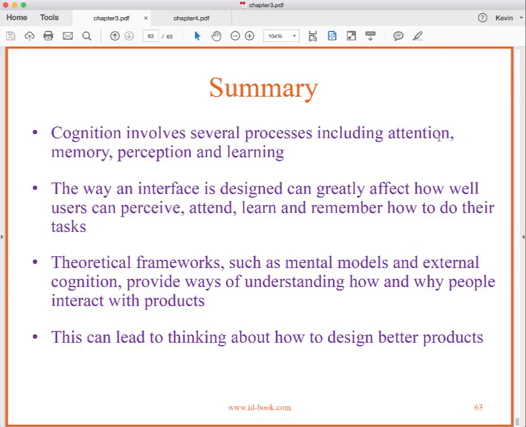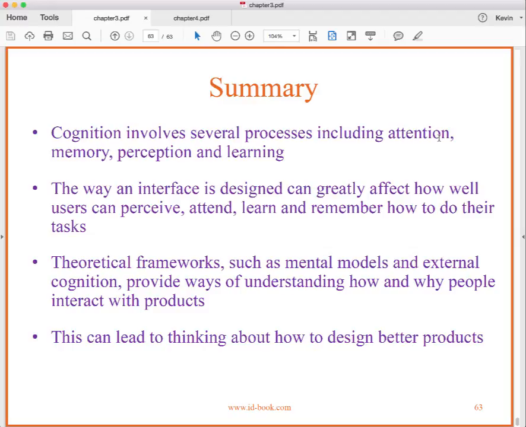Okay, so we've come to the bitter end. A little bit of summary stuff. Cognition involves several processes, including attention, memory, perception, and learning. The way an interface is designed can greatly affect how well users can perceive, attend, learn, and remember how to do their tasks. Theoretical frameworks such as mental models and external cognition provide ways of understanding how and why people interact with products. This can lead to thinking about how to design better products.